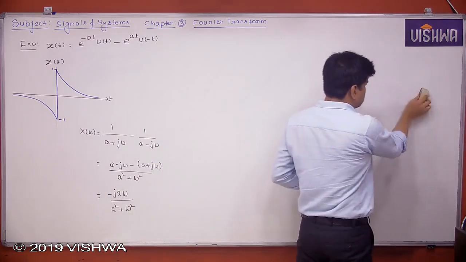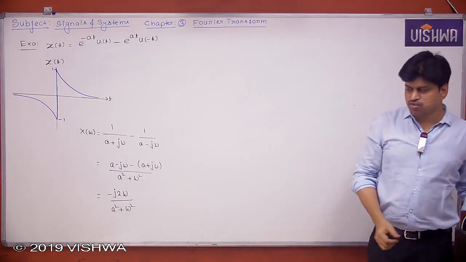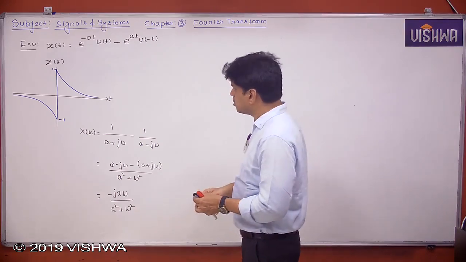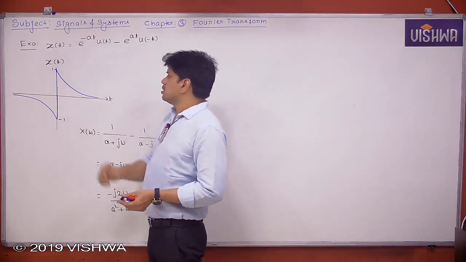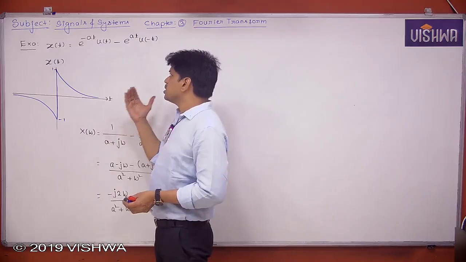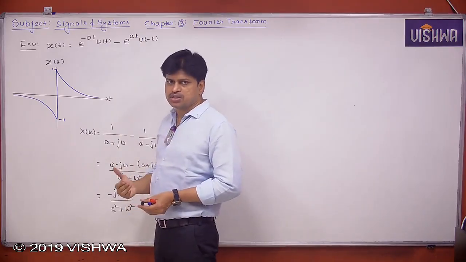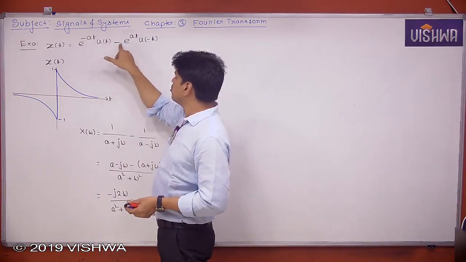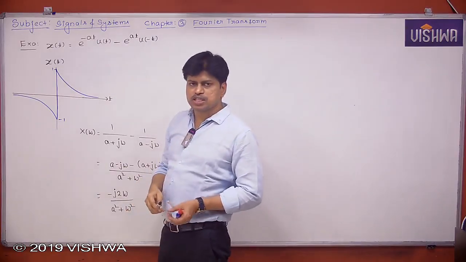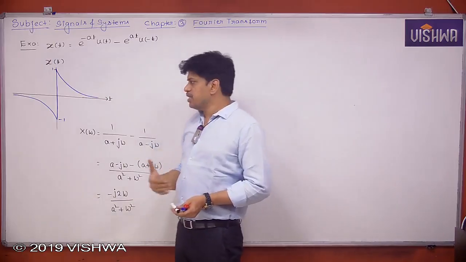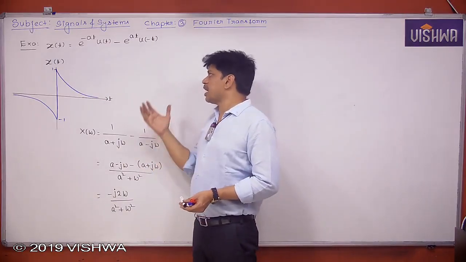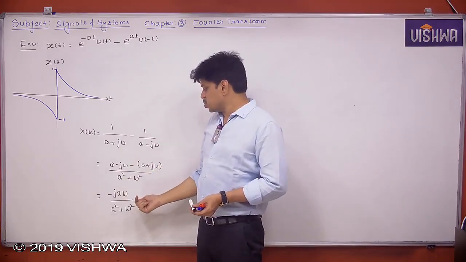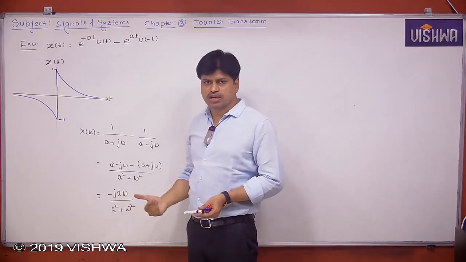So listen, what is the application of this function? Why we have intentionally taken this function is, let's take x of t signal. If I take a limit where a tends to 0, this will become u of t minus u of minus t, which is nothing but signum t. So by taking the limit for a, I can get a signal which is signum t, and if I take a tends to 0 here, that is nothing but the Fourier transform for the signum function.